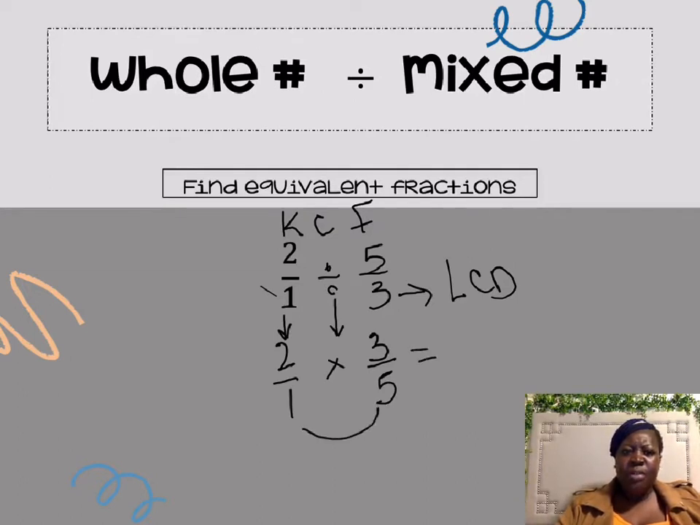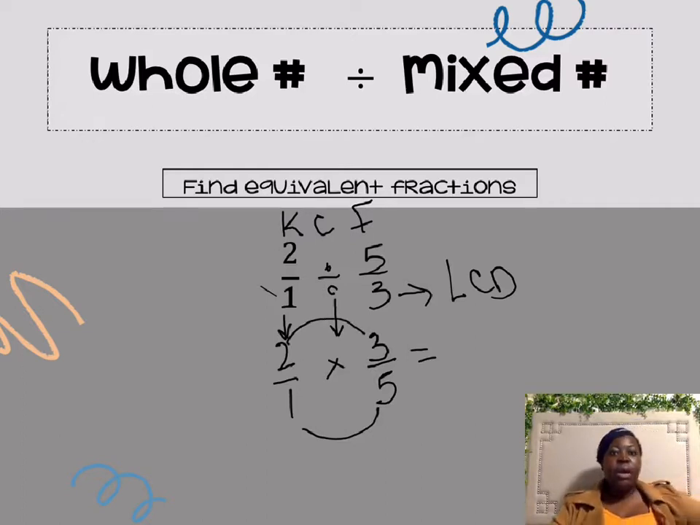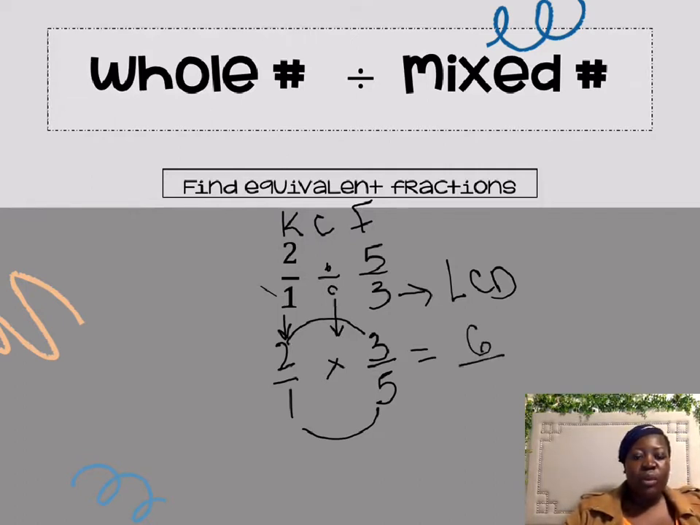We know that when we multiply, you do numerator times numerator, and then you do denominator times denominator. When you multiply it, you get 2 times 3 is equal to 6, and 1 times 5 is equal to 5. But wait, that is an improper fraction. We know what to do with improper fractions. We know that we have to change it.